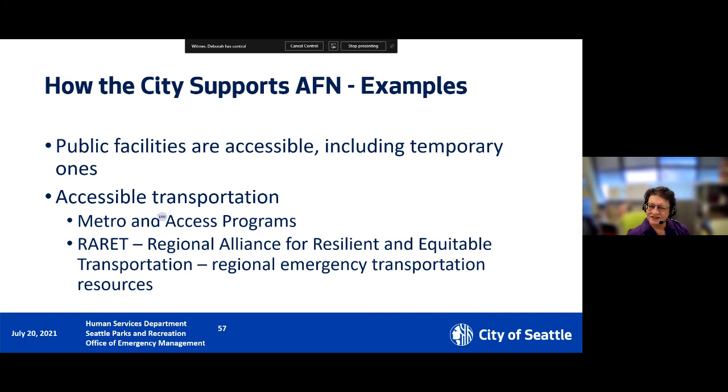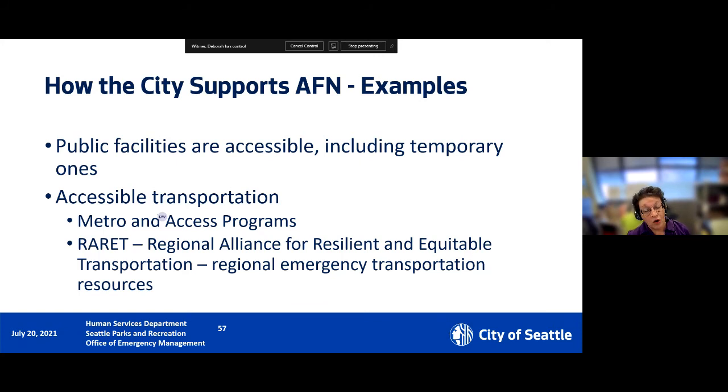Actually, the city itself does not generally provide public transportation services directly. We contract with King County Metro and Sound Transit to provide services in the city, and those contracts include provisions for equitable services and meeting access and functional needs.